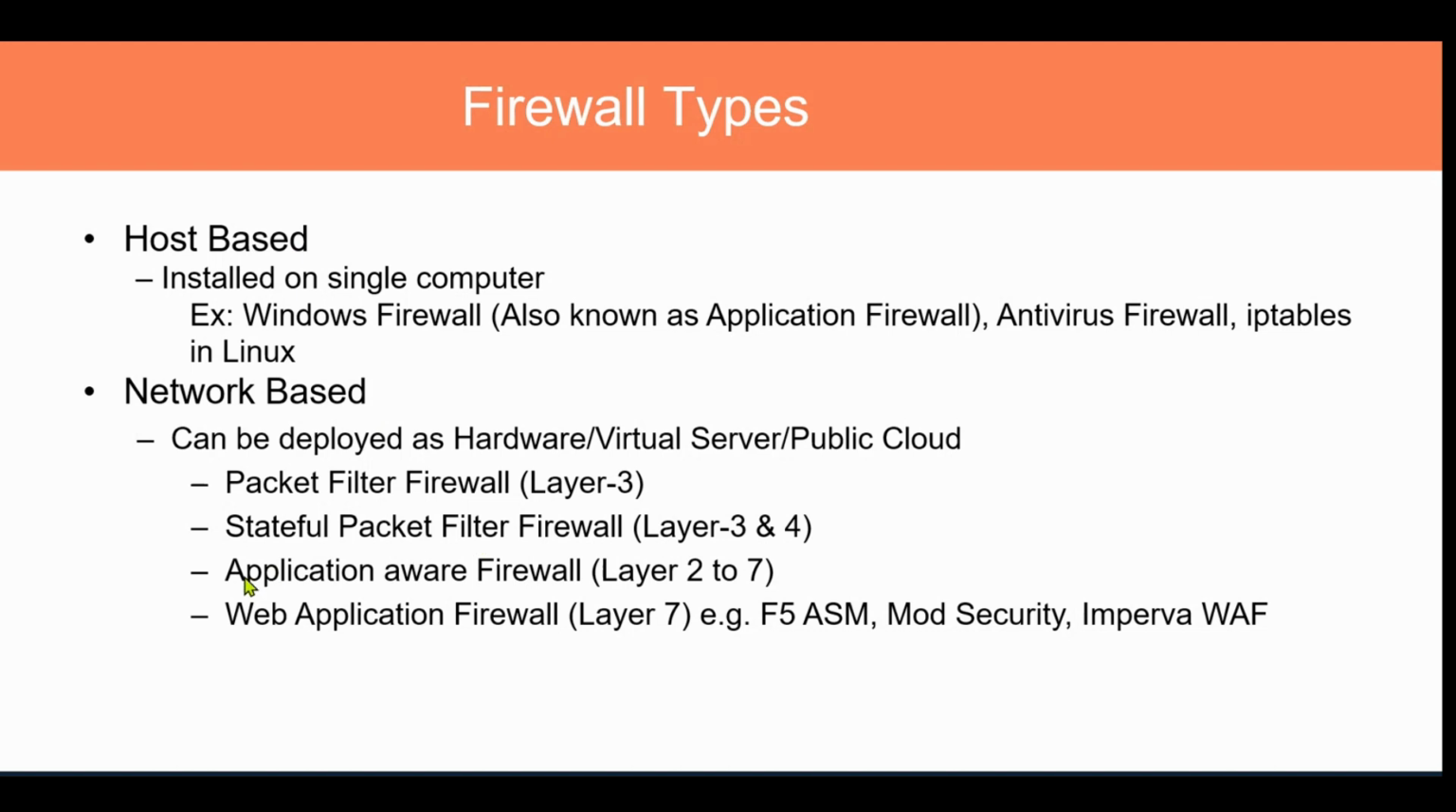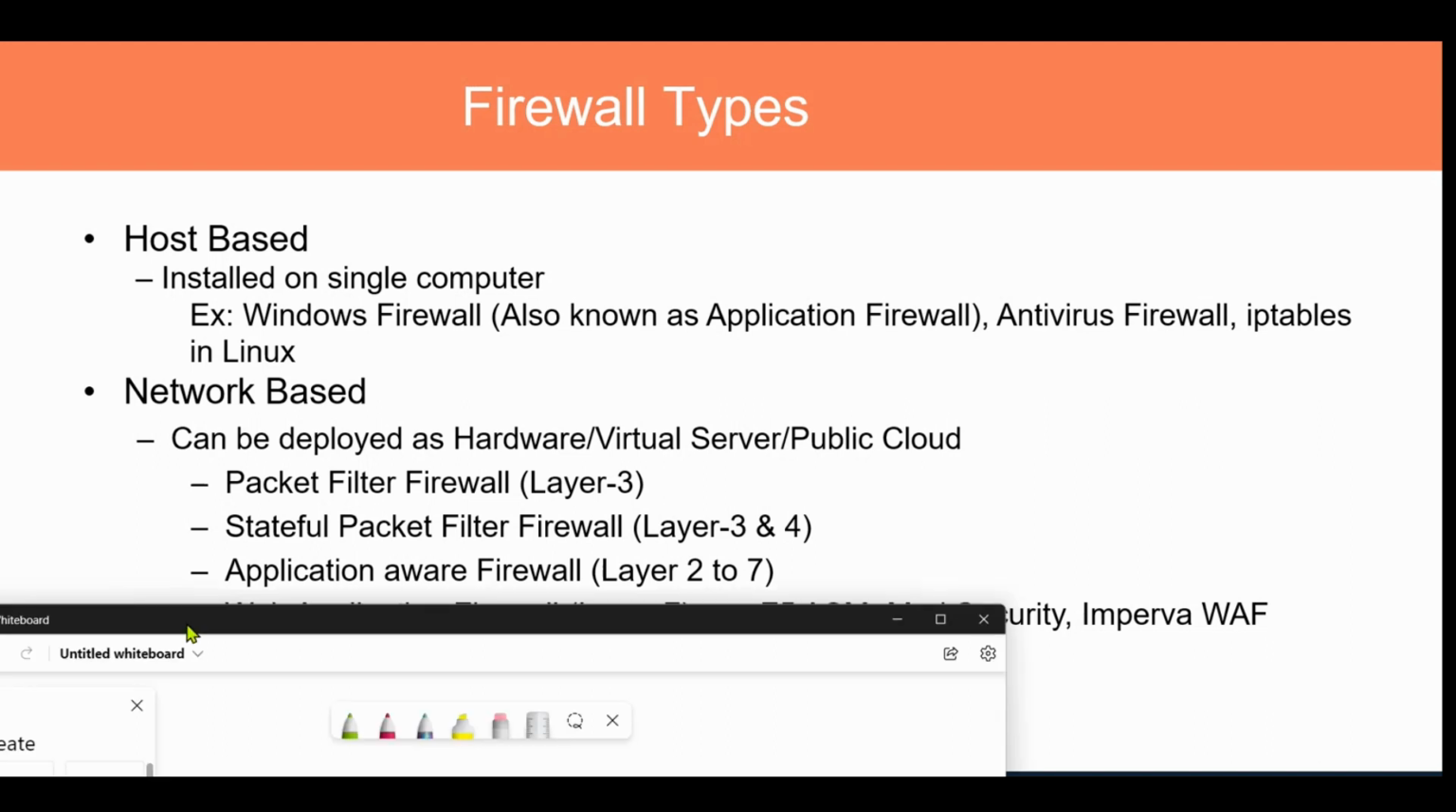The third type of firewall we have is the application-aware firewall. Nowadays it works on an advanced system where it detects the traffic based on the application, meaning which application generated the traffic. A firewall has the capability to detect that, and you can apply more control on the traffic based on the application. I can take an example here for the application-aware firewall.